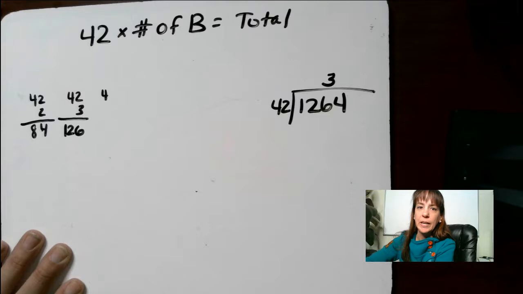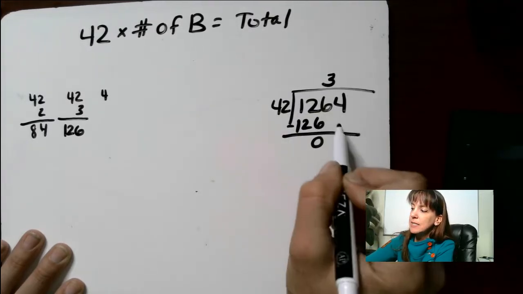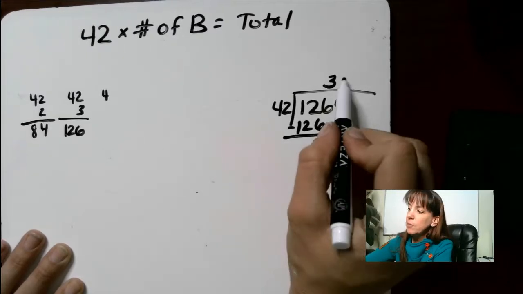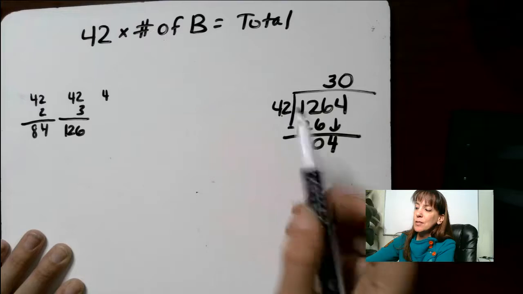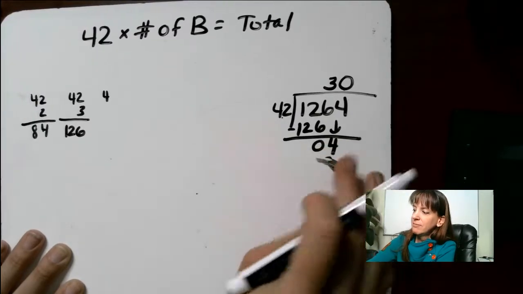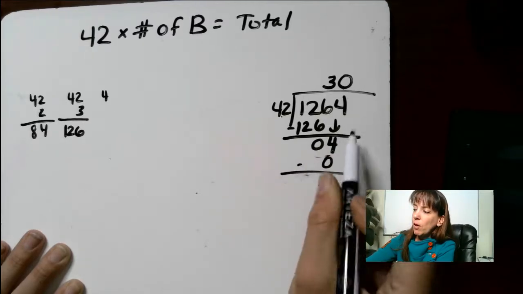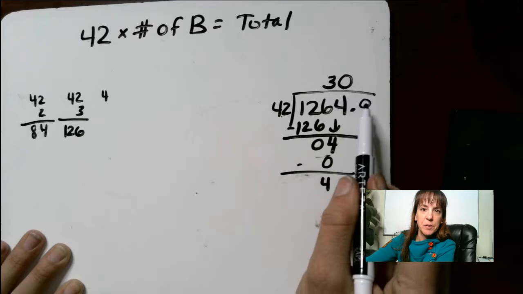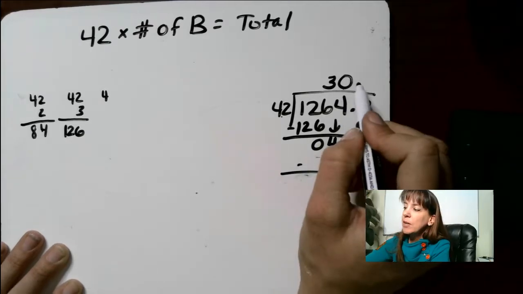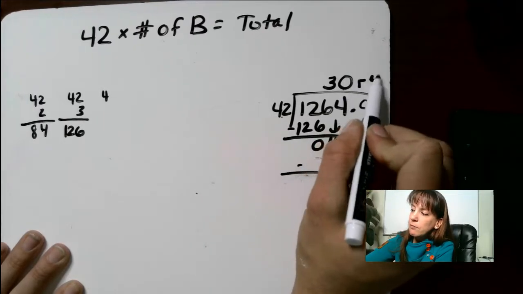This is going to be 3. 3 times 4 is 126. We subtract, we get 0. When we subtract, we bring down. 42 cannot go into 4, so we're going to put a 0 here. 0 times 42 is 0. So we subtract, we get 4, and we would bring down, right? We would put a decimal here, and we bring down a 0. 42 does not go into that, but we don't need to do that. What we do know is that it's 30 with a remainder of 4 students.